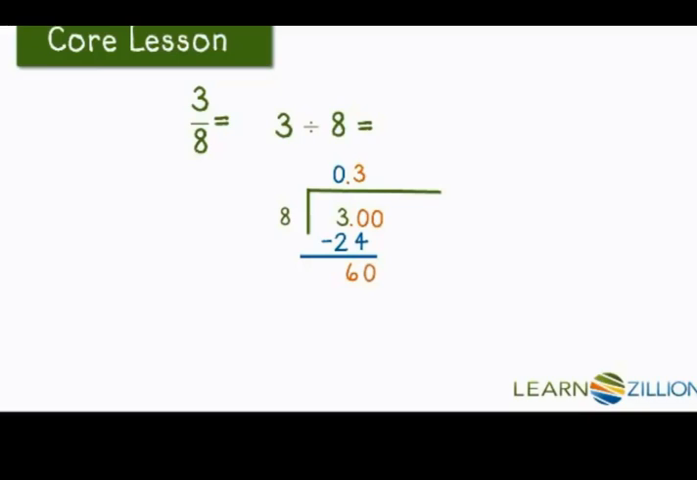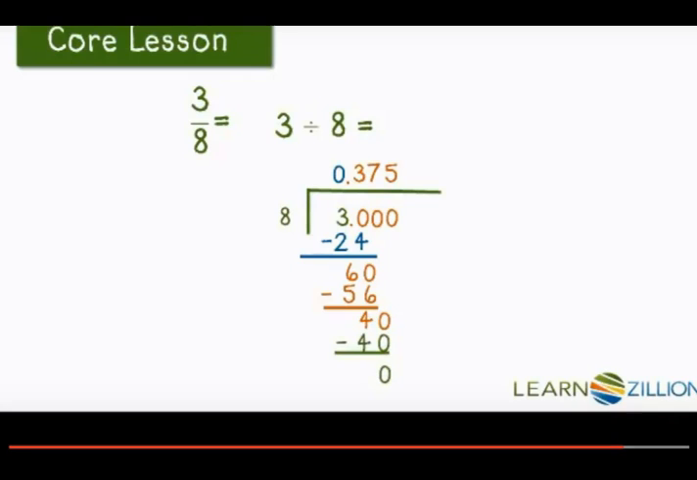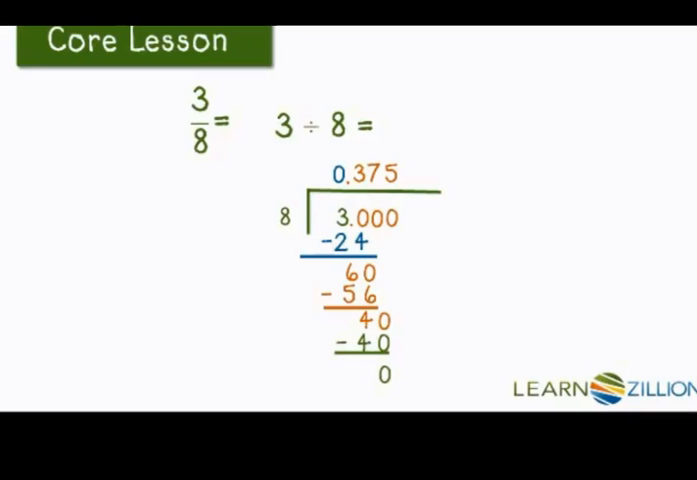We'll bring the 0 down, and now it's 8 into 60. We know that 8 goes into 60 7 times. 7 times 8 is 56, and that leaves me with a remainder of 4. We're going to keep going till we get to all zeros. We'll add another 0, bring the 0 down, and now we have 40. 8 goes into 40 5 times. We subtract it out, and we're left with 0. So now we know we're finished. So 3 divided by 8 is equal to 0.375. In other words, 3/8 equals 0.375.